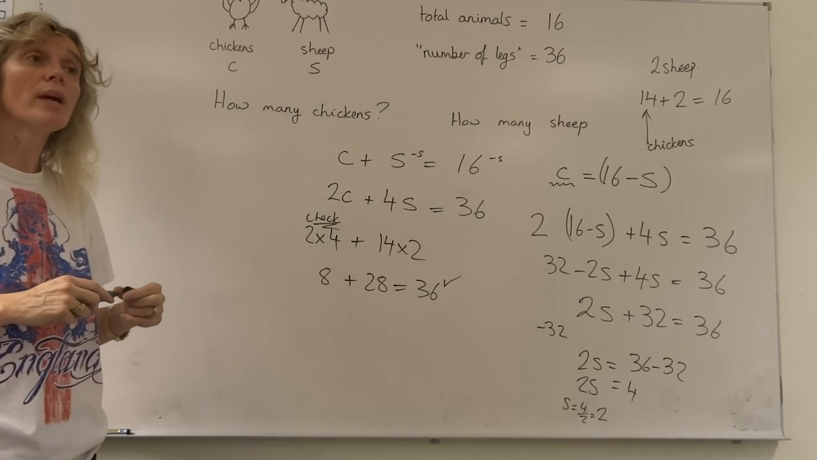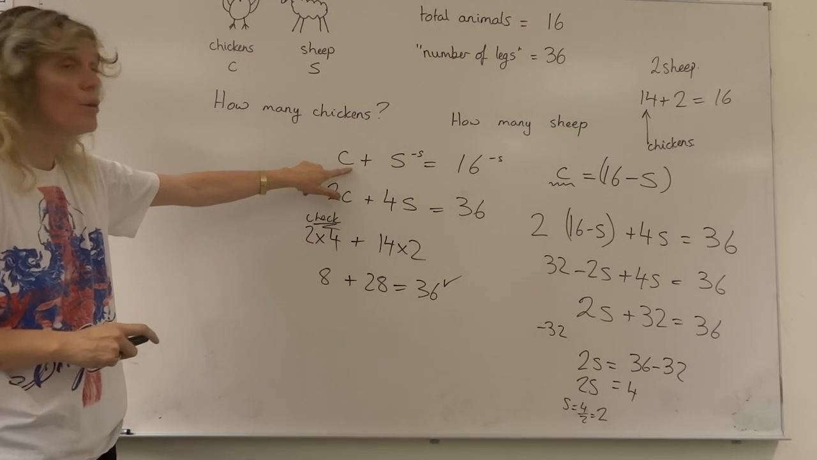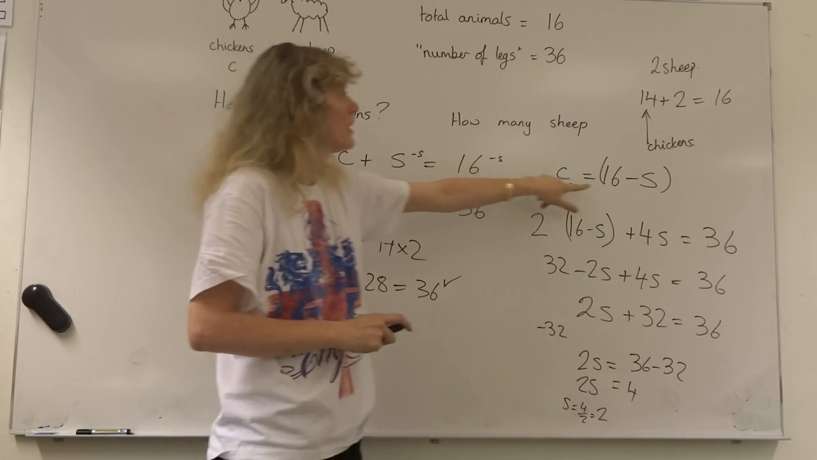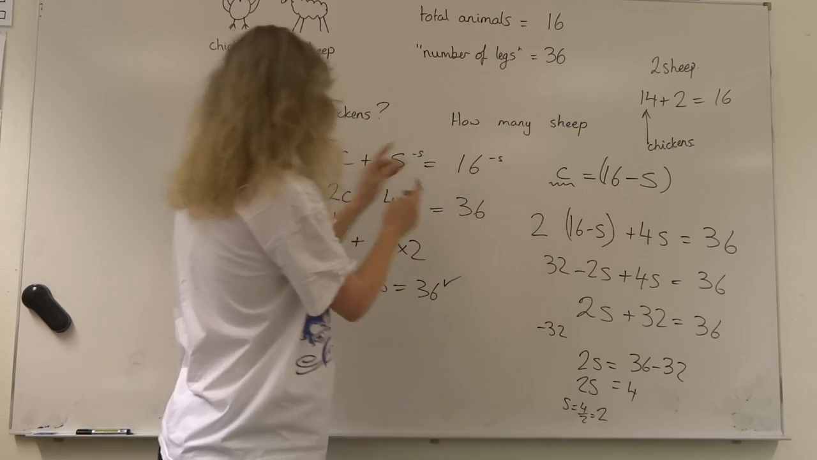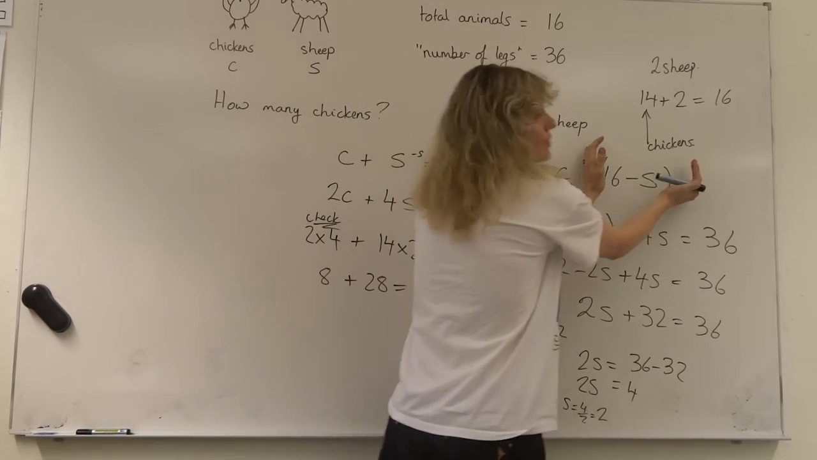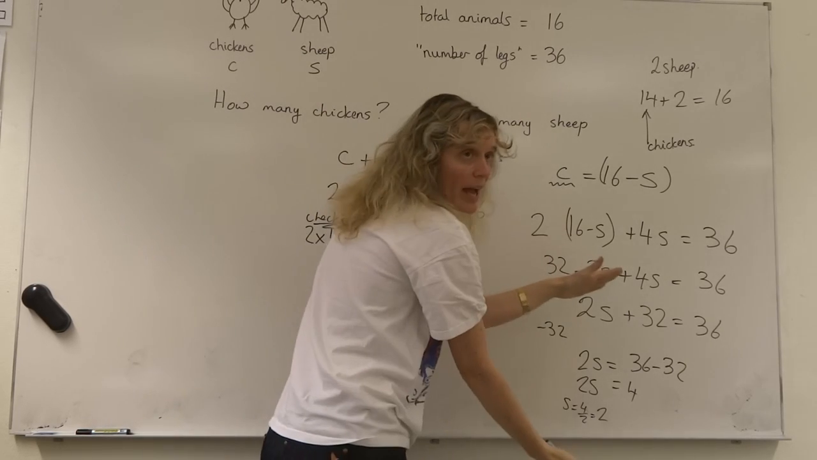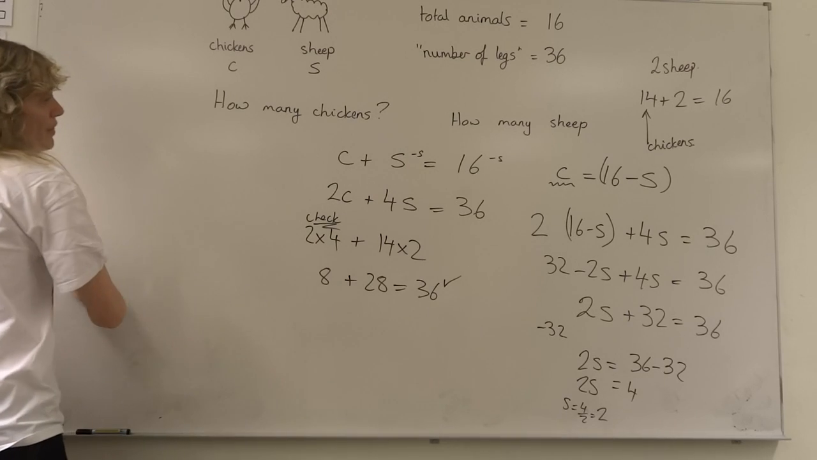So this is the Swedish way of manipulating equations. You reorganize so you get one of your things by themselves. So C equals 16 minus S. And then wherever you see c, you put in this new expression in this equation, and then you simplify it out and expand it. Sometimes that's the easiest method.